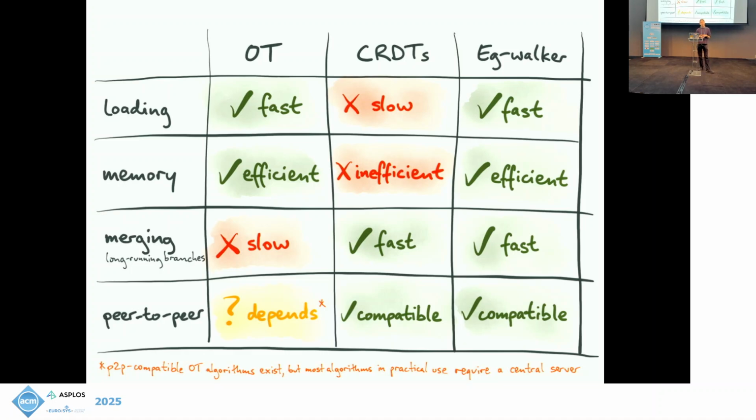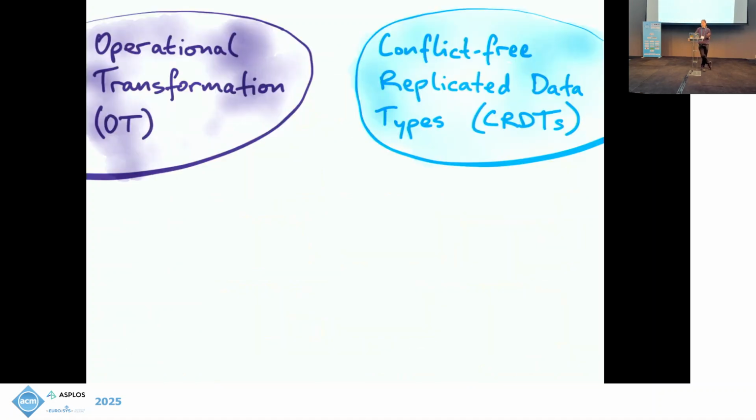In the case of OT, there are OT algorithms that support peer-to-peer use, but the ones that are actually used in practical software are, as far as I know, all centralized. So they assume that there's a single server that all of the communication goes via, and they can't be used in peer-to-peer settings. So we have these two existing families of algorithms.